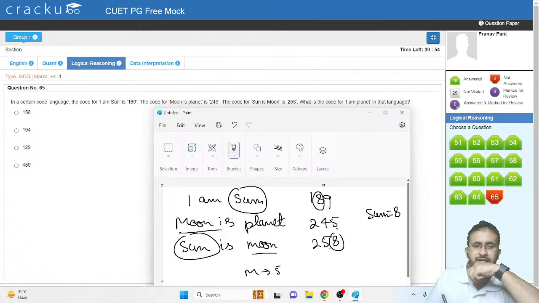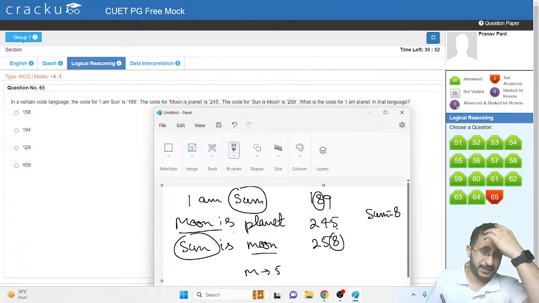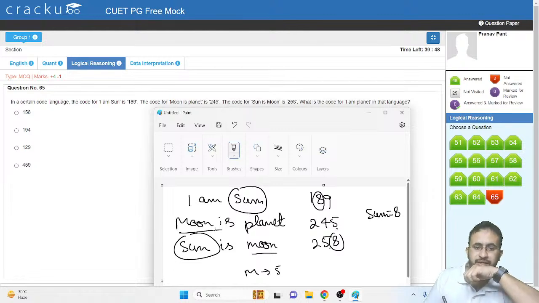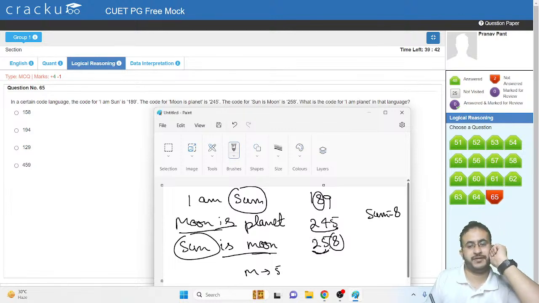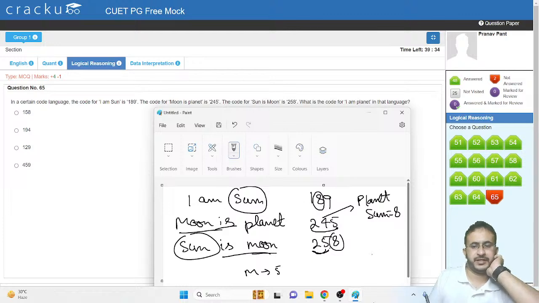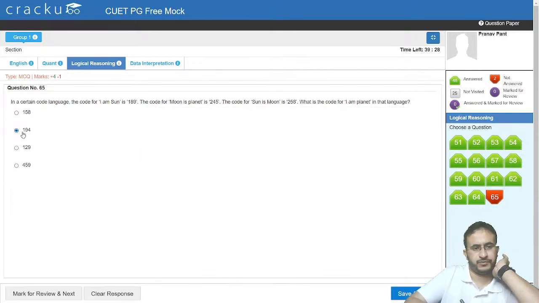Okay, moon is planet, sun is moon. We need to find I am planet. Moon and is are 2 and 5. So that means 4 is for planet. We need to find I am planet. I am is 19 and planet is 4. So 194. 194 will be the answer.